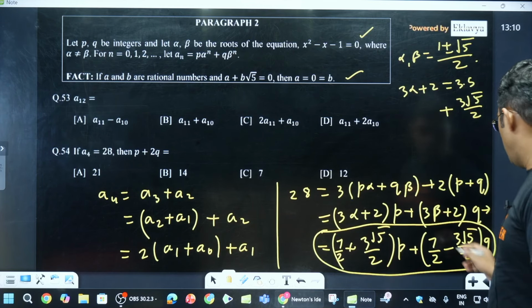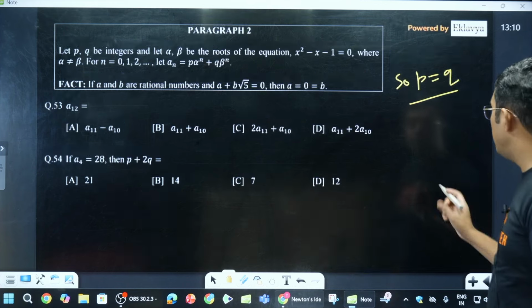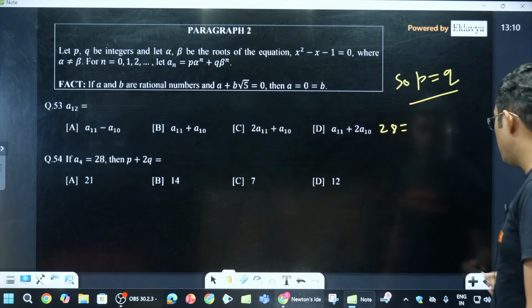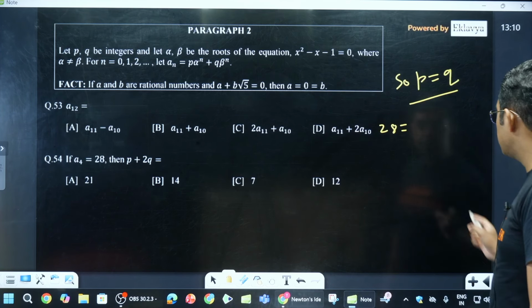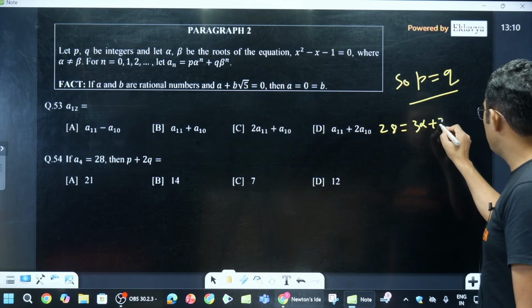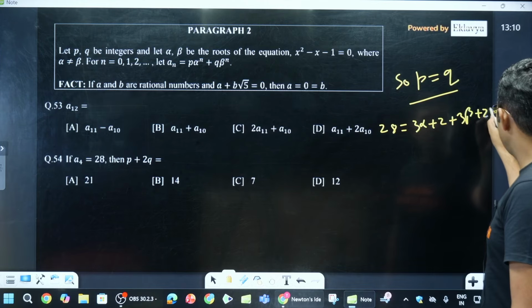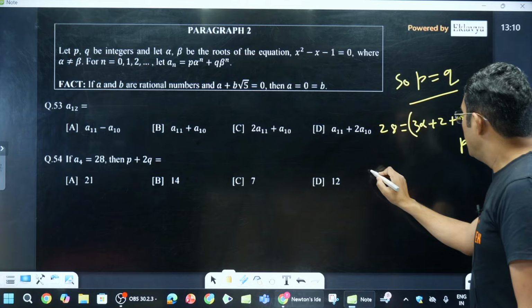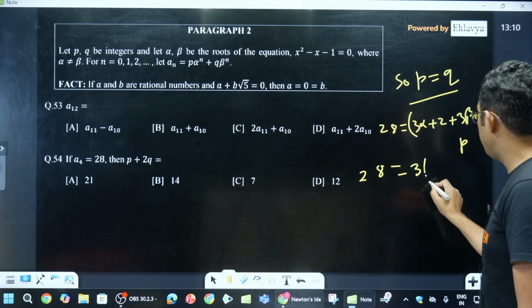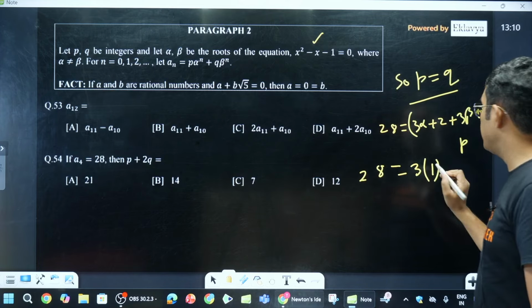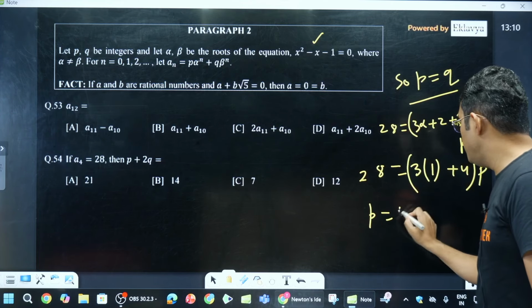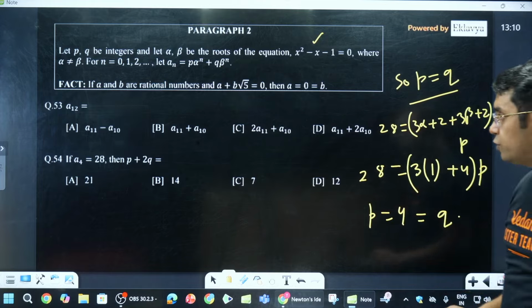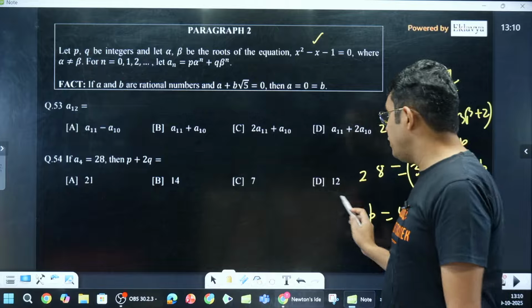So if p is equal to q, you can see your 28 will become equal to, p and q can be taken common. P and q are equal, so this will become equal to 3 alpha plus 2 plus 3 beta plus 2, into p. Okay, here 28 equal to 3 times alpha plus beta, sum of roots is 1, so alpha plus beta is 1, plus 4 into p. So from this we get p equal to 4 and q is also equal to 4. So p plus 2q they are asking, so I think that will be equal to 12.